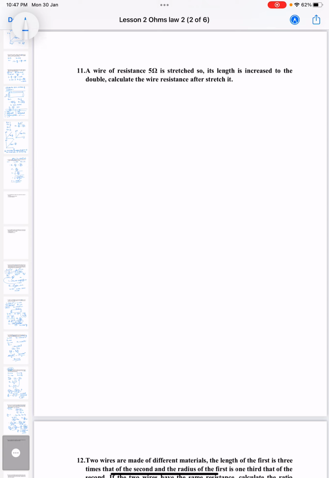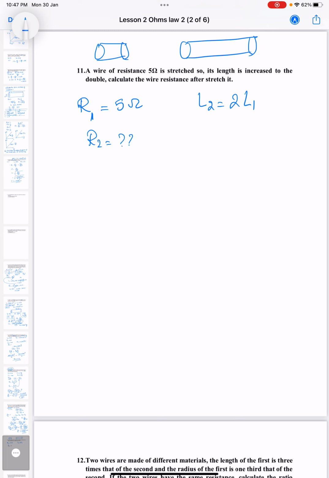A wire of resistance R equal 5 ohm is stretched, so its length is increased to double. The first wire is stretched to become this one. So R1 is 5 ohm, and L2 equal 2 L1. Calculate the wire resistance after it is stretched. We want to calculate R2. Since R equal rho L divide A.